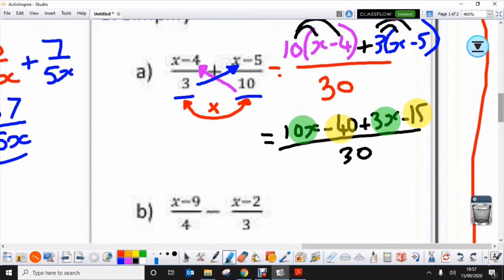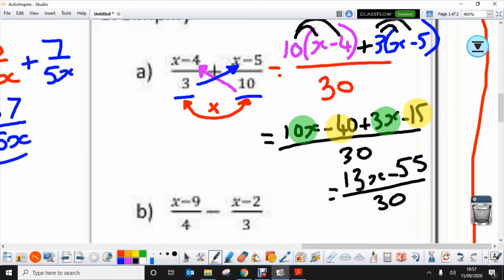Okay, so 10x and 3x is going to give me 13x. Minus 40, take away 15, is going to give me minus 55. And that's all going to be over 30. And that would be my answer: 13x minus 55 divided by 30.